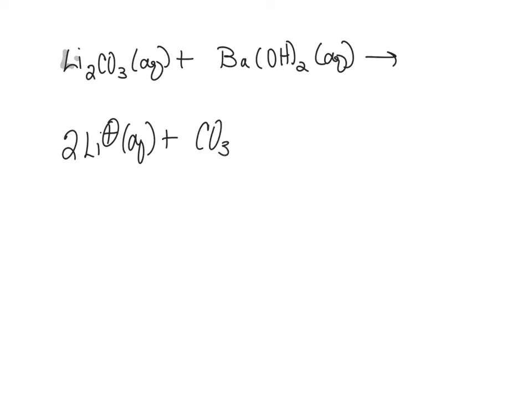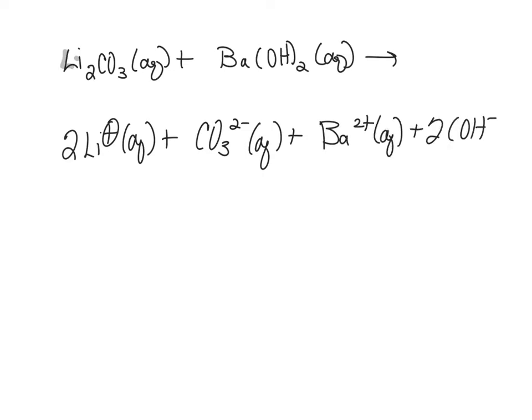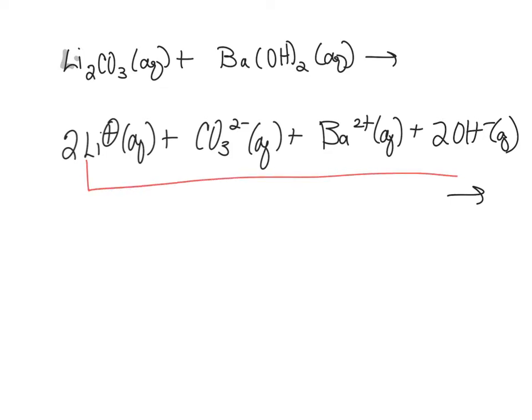So we have different charges. Barium 2 plus, 2 OH minus. We don't need parentheses there. All right, so to predict the products, I want to match the lithium with the hydroxide, and I want to mix the barium with the carbonate.